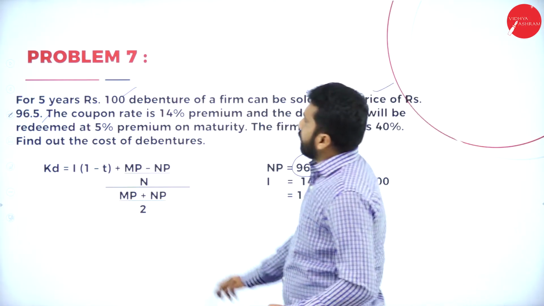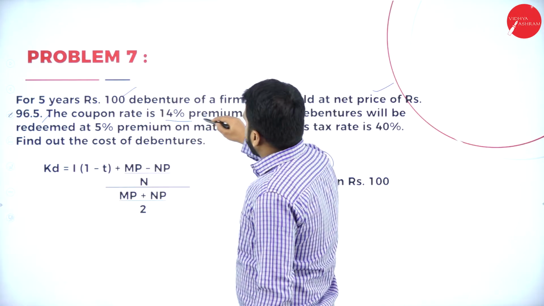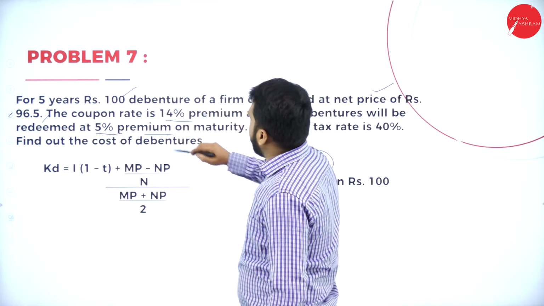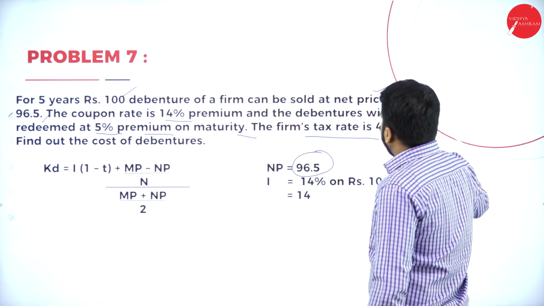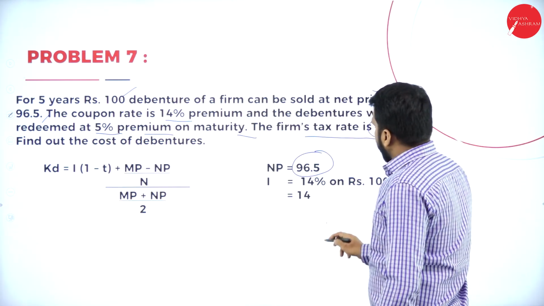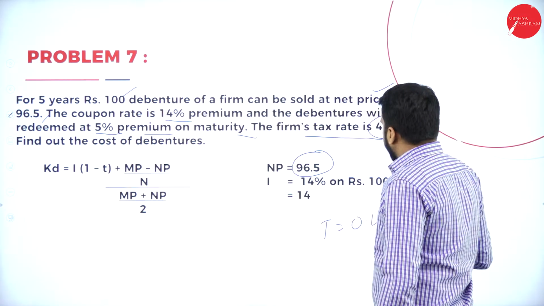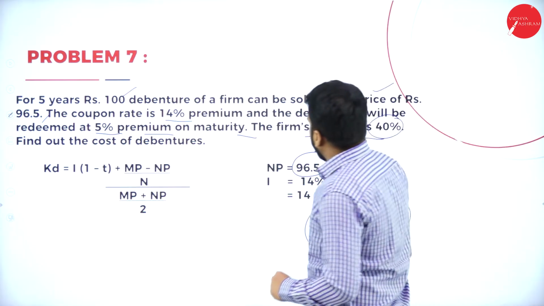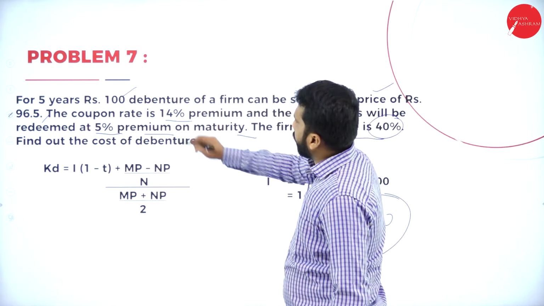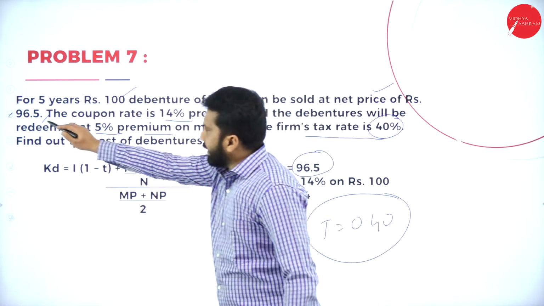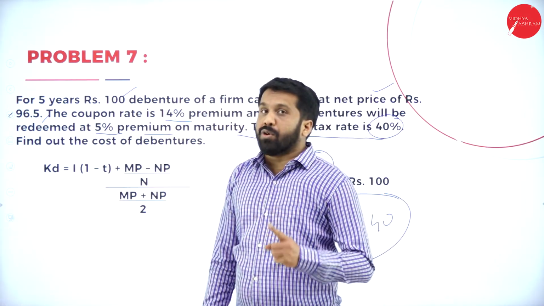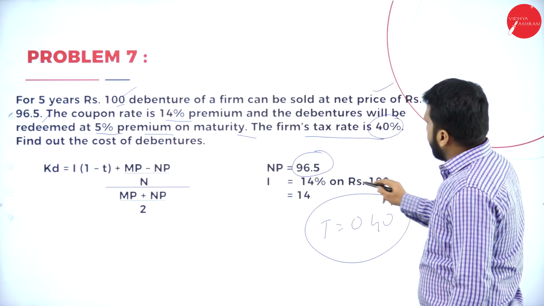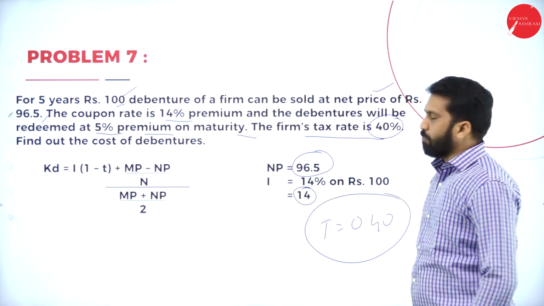96.5. Now, the coupon rate is 14% and the debenture will be redeemed at a 5% premium at maturity. The firm's tax rate is 40%, so your tax rate is 0.40. Remember, it is the smallest problem. Now, what is the interest they have given? It is 14%. On what value, 96 or 100? Always go with face value. You have 100 rupees. On 100, if you calculate 14%, it will be 14.